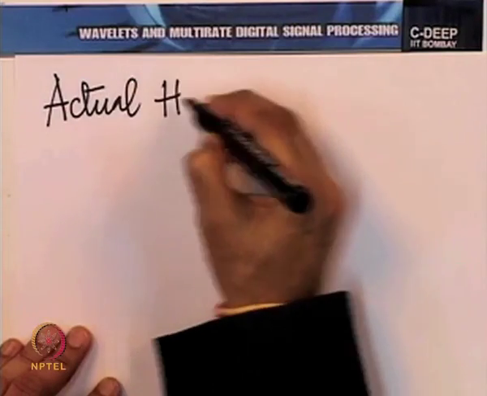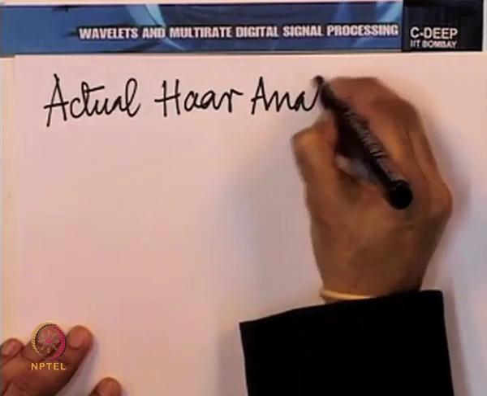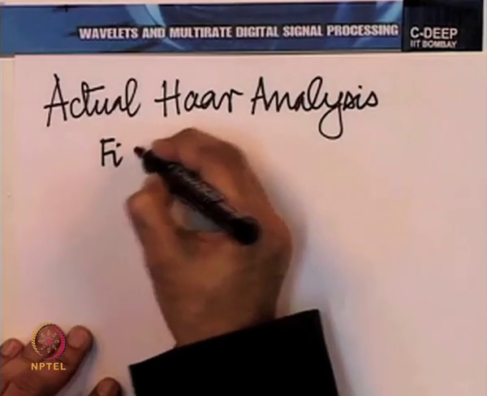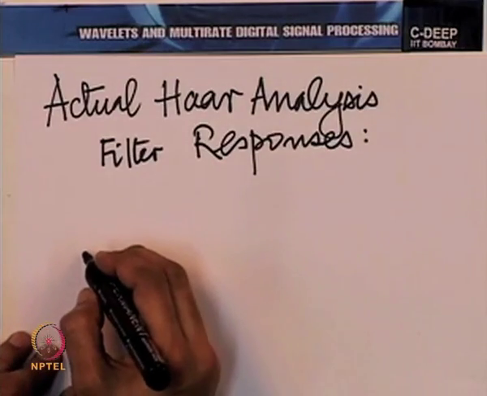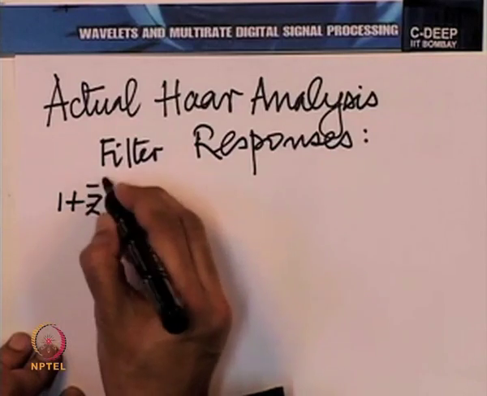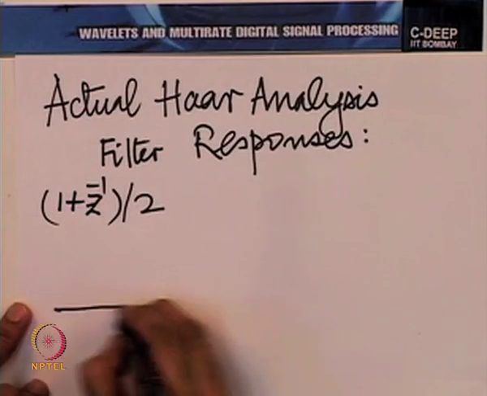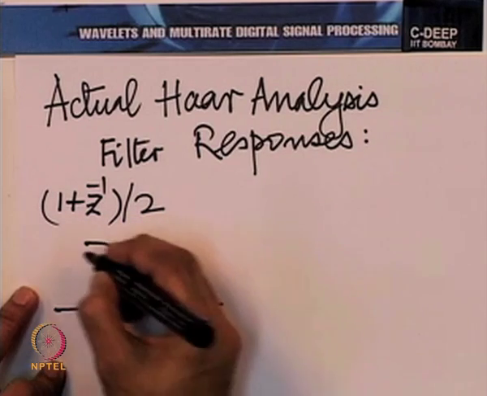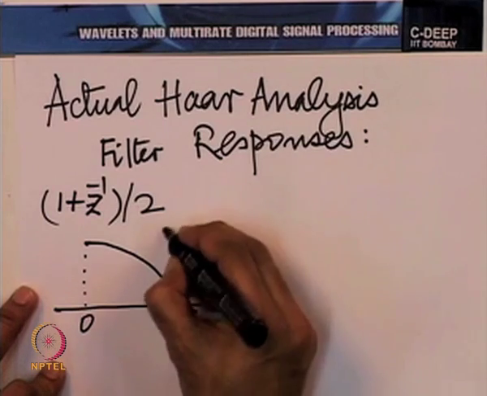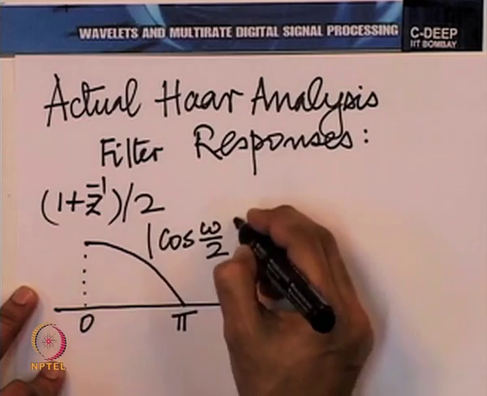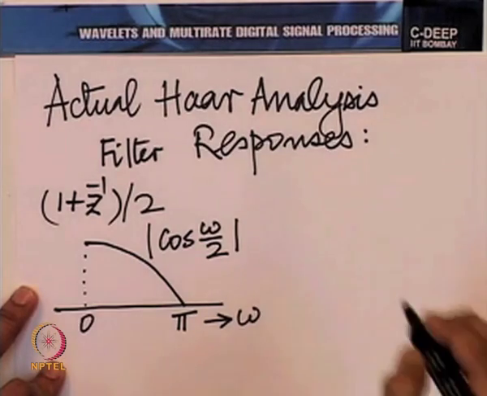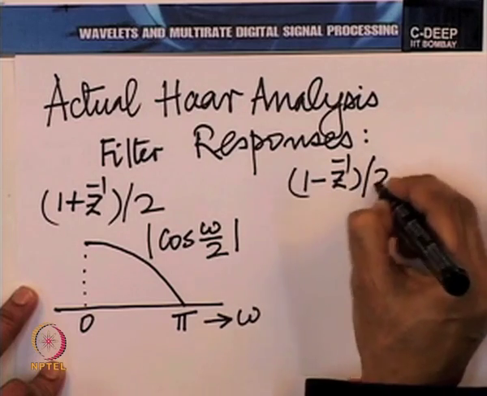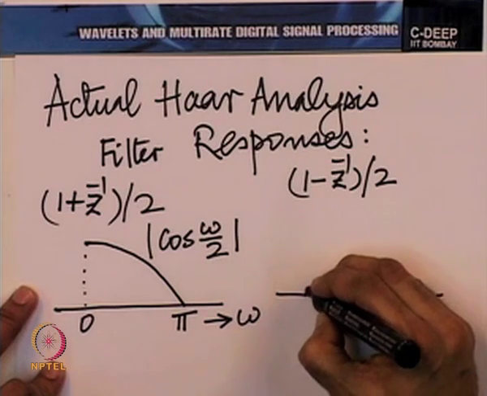So, the actual Haar analysis filter responses. The 1 plus z inverse by 2 filter had a response that looks like this, essentially mod cos omega by 2 between 0 and pi. Of course, recall that there is periodicity. And the 1 minus z inverse by 2 filter had essentially a response that looked like mod sin omega by 2.